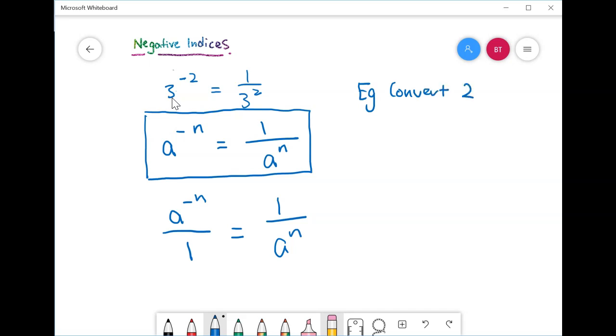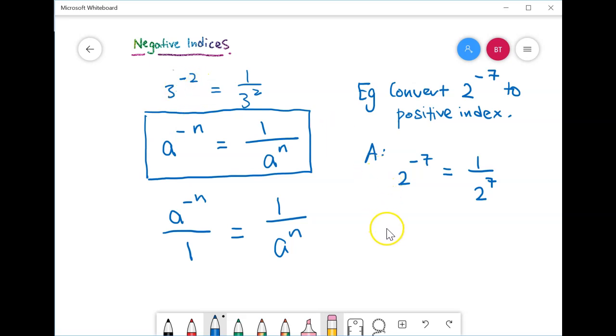So a really simple example would be to convert, let's say, 2 to the power of negative 7 to positive index. And therefore, the conversion will be 2 to the power of negative 7 equals 1 over 2 to the power of 7. So this base 2 goes to the denominator, and then my power changes from a negative to a positive power.